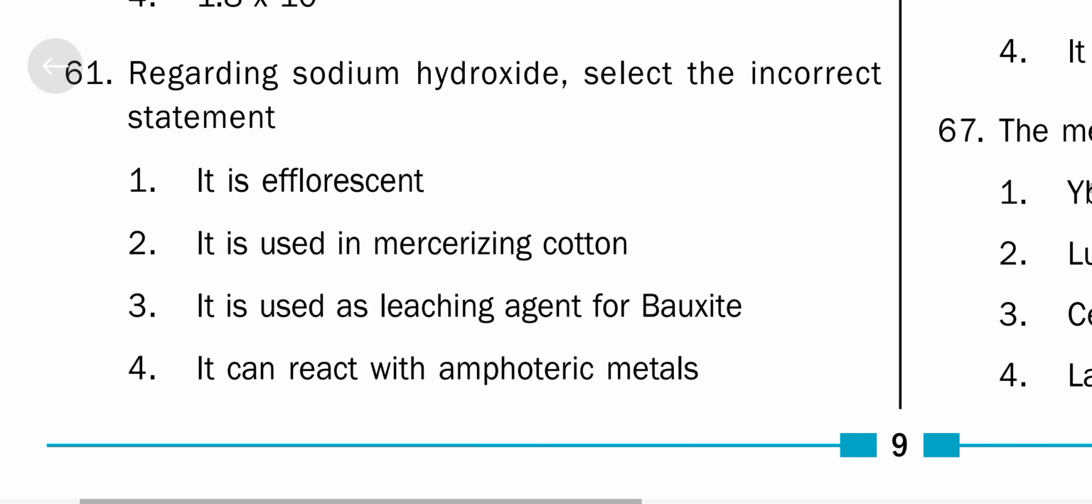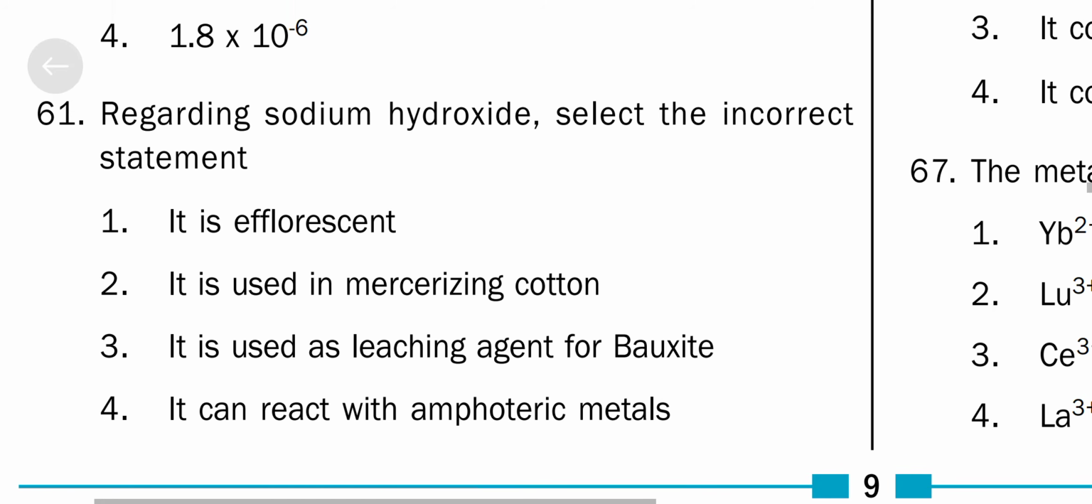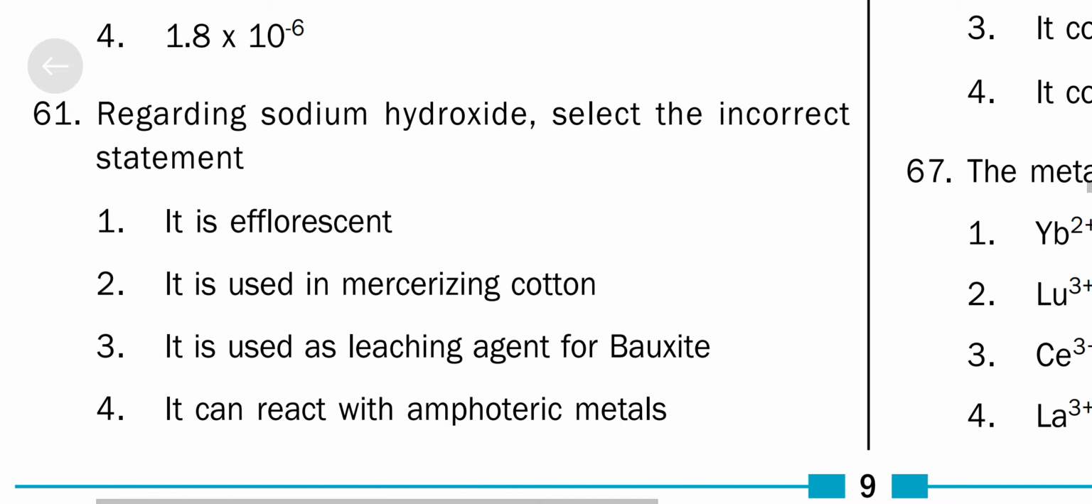Then regarding sodium hydroxide, select the incorrect statement. It is efflorescent. No, it is hygroscopic and deliquescent, not efflorescent. Efflorescent means it loses water molecules. It is used in mercerizing cotton, correct. Leaching agent for bauxite is right. It reacts with amphoteric metals like zinc, and you can take aluminium.